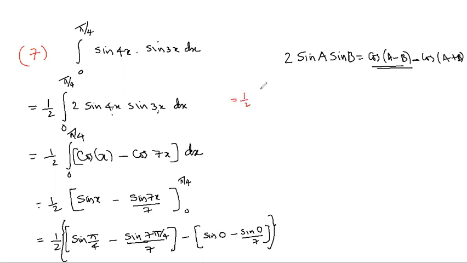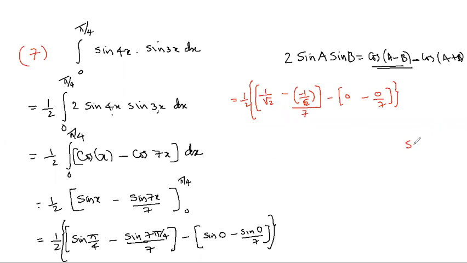So 1 by 2 into sine pi by 4 is 1 by root 2. What about sine 7 pi by 4? Minus 1 by root 2. Correct. So do you want explanation for that? Sine 0 is 0. So everything is 0. So there will be a 1 by 7 multiplied by 1 by root 2, no? By 7 also. Okay.